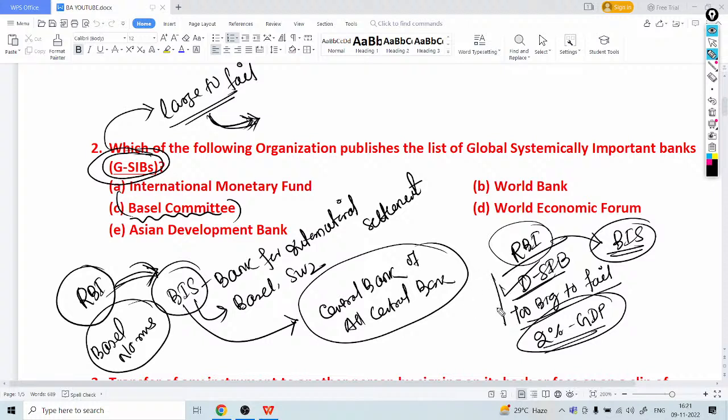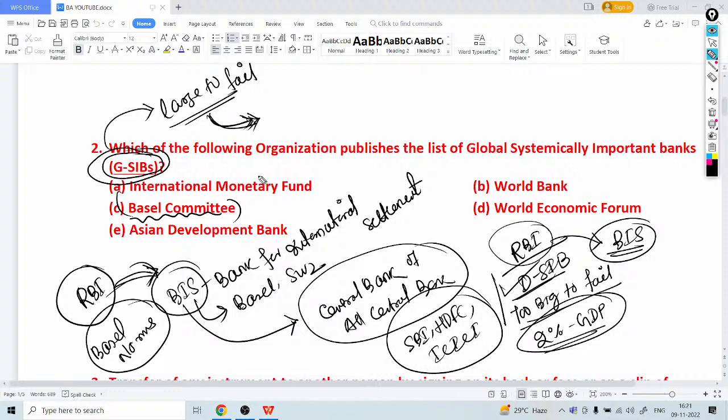In India, there are three banks which come under your D-SIB list. That is State Bank of India, HDFC Bank, and ICICI Bank. There are three banks which come under the list of D-SIB or domestic systemically important bank.